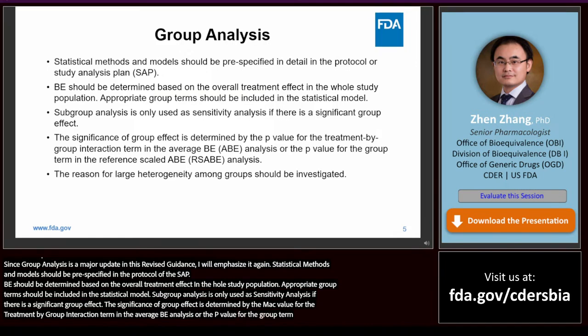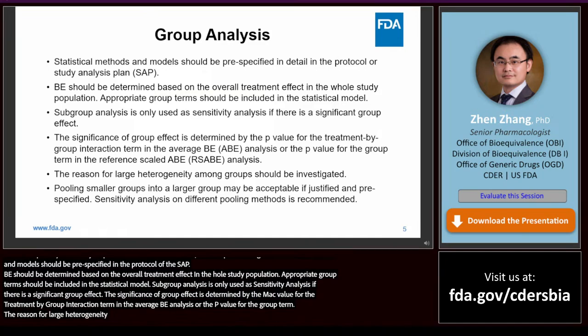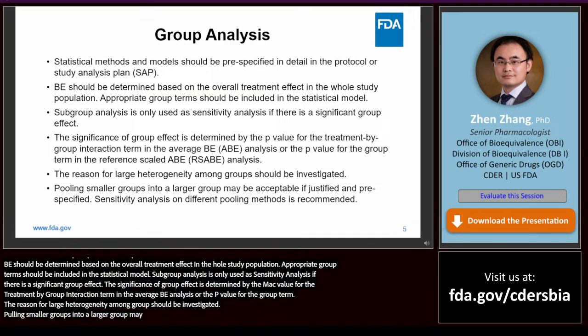The reason for large heterogeneity among groups should be investigated. Pooling smaller groups into a larger group may be acceptable if justified and pre-specified. Sensitivity analysis on different pooling methods is recommended.